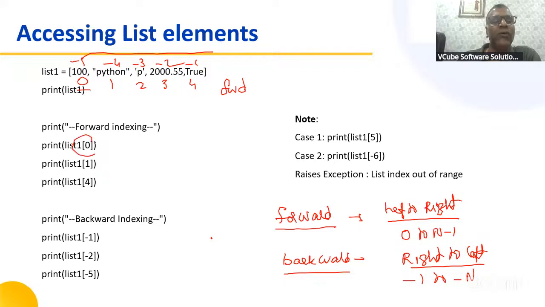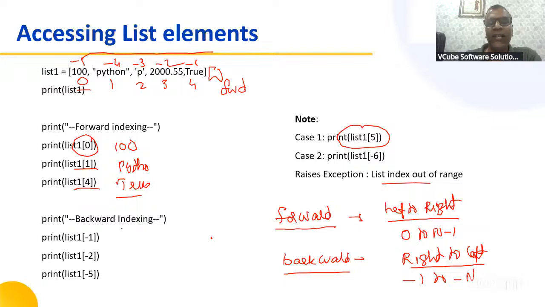So list of 0 refers to 100, list of 1 refers to Python, and list of 4 refers to True. Is it okay for all of you? Now, if I want to access list of 5, there is no data here, so it will generate an index error.